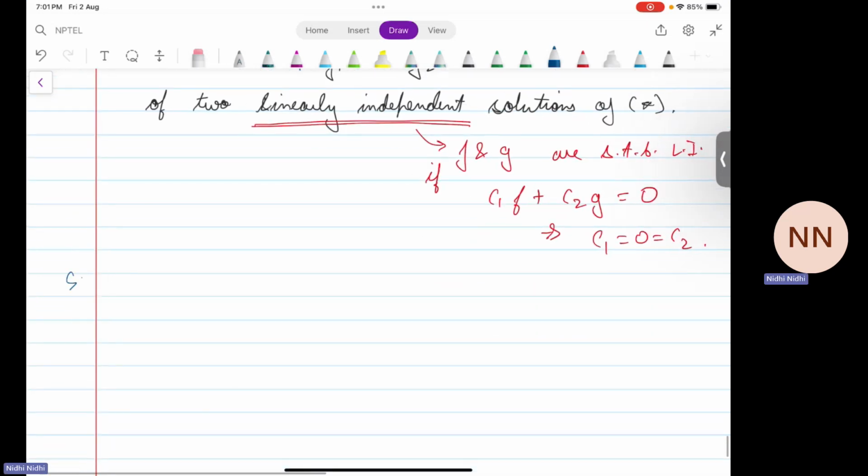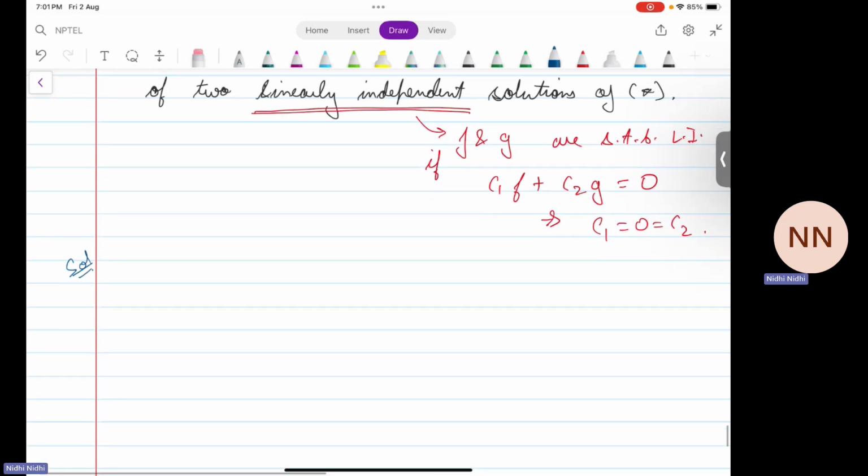Solution. We know that if y1 and y2 are linearly dependent, then the Wronskian must be 0. Also the converse part. Now we have y1 and y2 are linearly independent. That means they are not linearly dependent. That means the Wronskian must be non-zero.